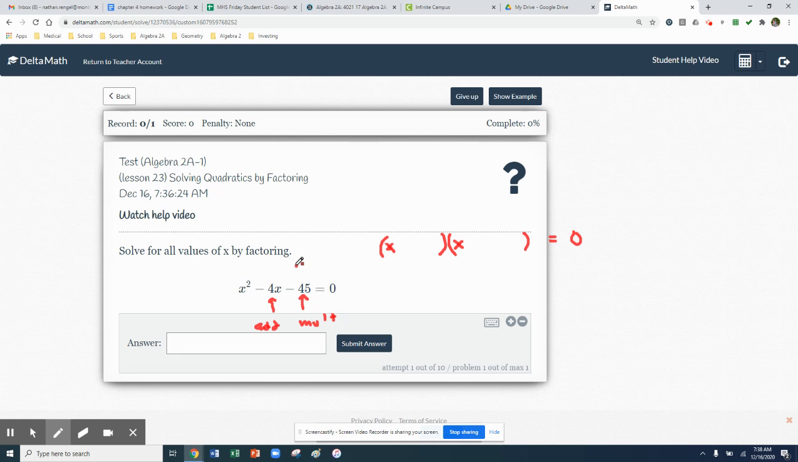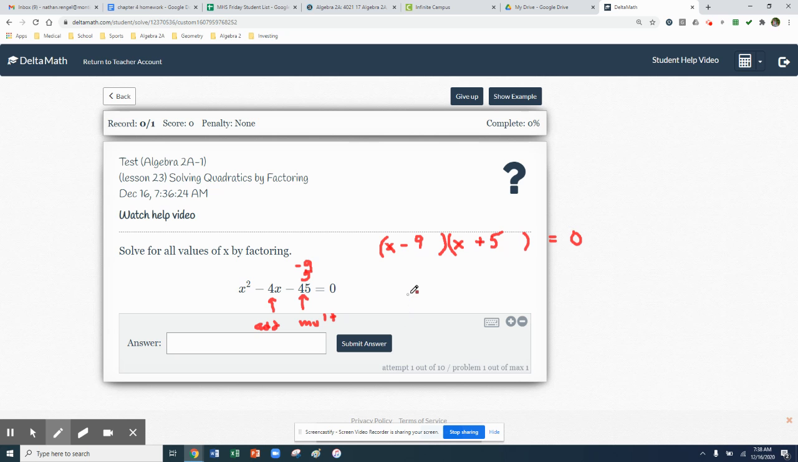So if I would use a negative 9 and then a positive 5, that would multiply to negative 45, and then negative 9 plus 5 is also going to add to negative 4, because I think of it like temperature: negative 9 degrees, it rises 5 degrees, you're still at negative 4 degrees. So now I have my factors, x minus 9, x plus 5.